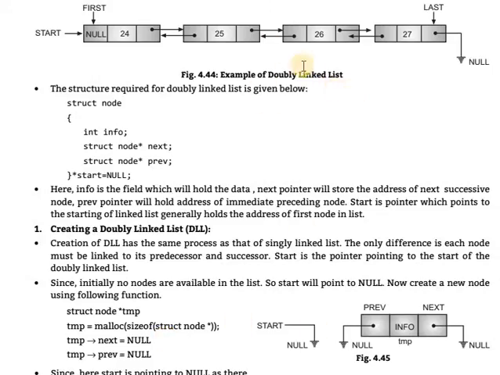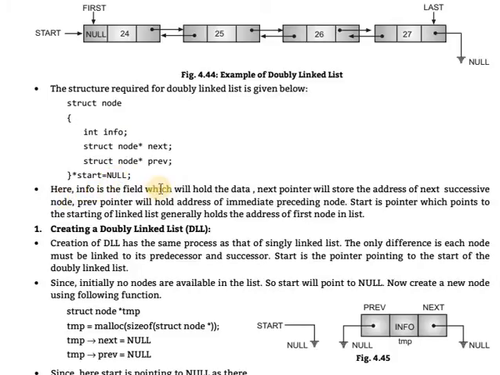Example of a doubly linked list: 24, 25, 26, 27. In the first node there is no previous address, so it is null, and in the last node there is no next address, so it is null. The structure required for the doubly linked list is given below. The structure is declared with 3 data members: info, next and previous. Next and previous are addresses, so they are declared as pointers to the structure, and start is a variable of the structure, initialized as null.